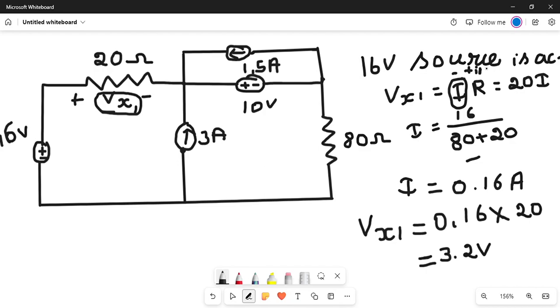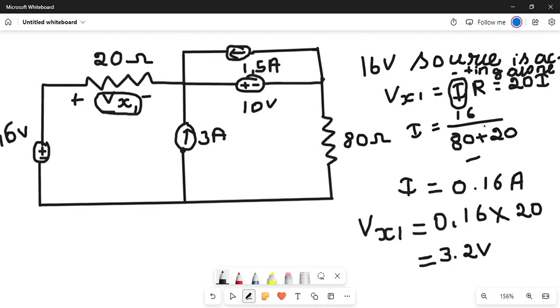When the 16 volt source is acting alone, you are supposed to write which source is acting alone. If you are keeping a source alone, you are supposed to write it. You should mention that first: when the 16 volt source is acting alone, you are supposed to solve this process. Once again, you are supposed to come back to the next one.